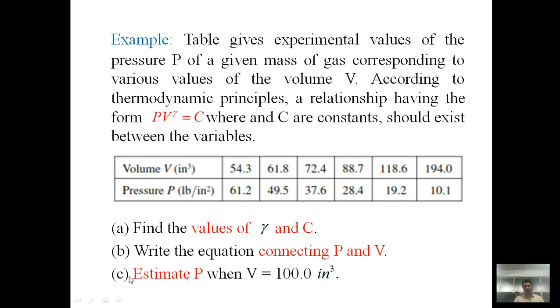Finally, we have to estimate the pressure P when the volume is 100 cubic inch. So when the volume is 100, we have these entries: 54, 61, 72 and so on, 88. The volume is 100, so it is somewhere between these two cells, 88 and 180. At that time, we have to measure what the pressure P is. So we have to find out these three quantities.